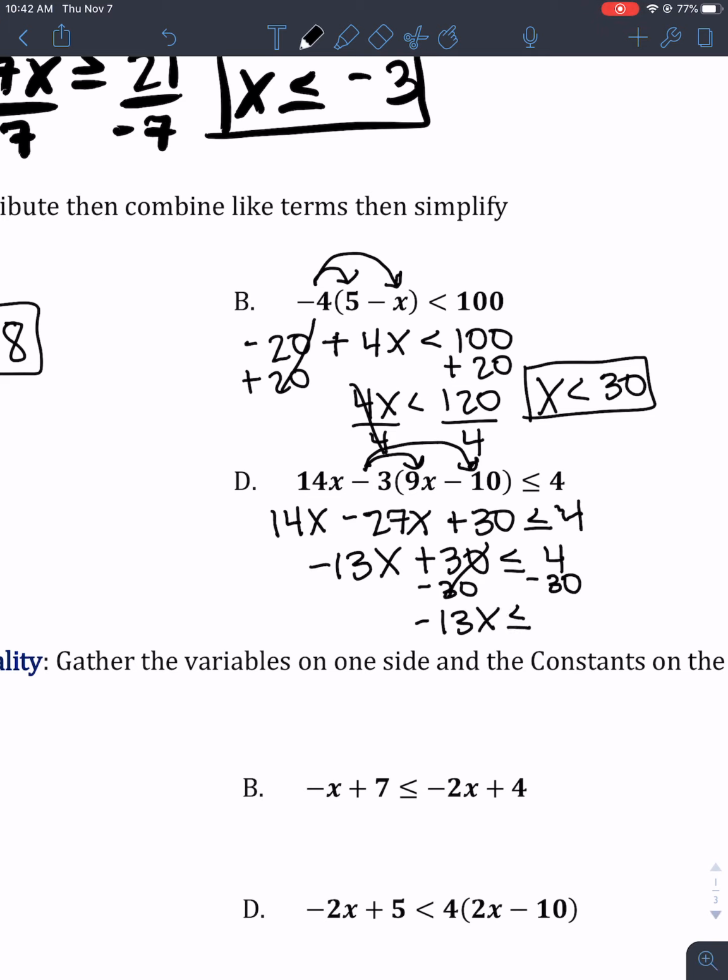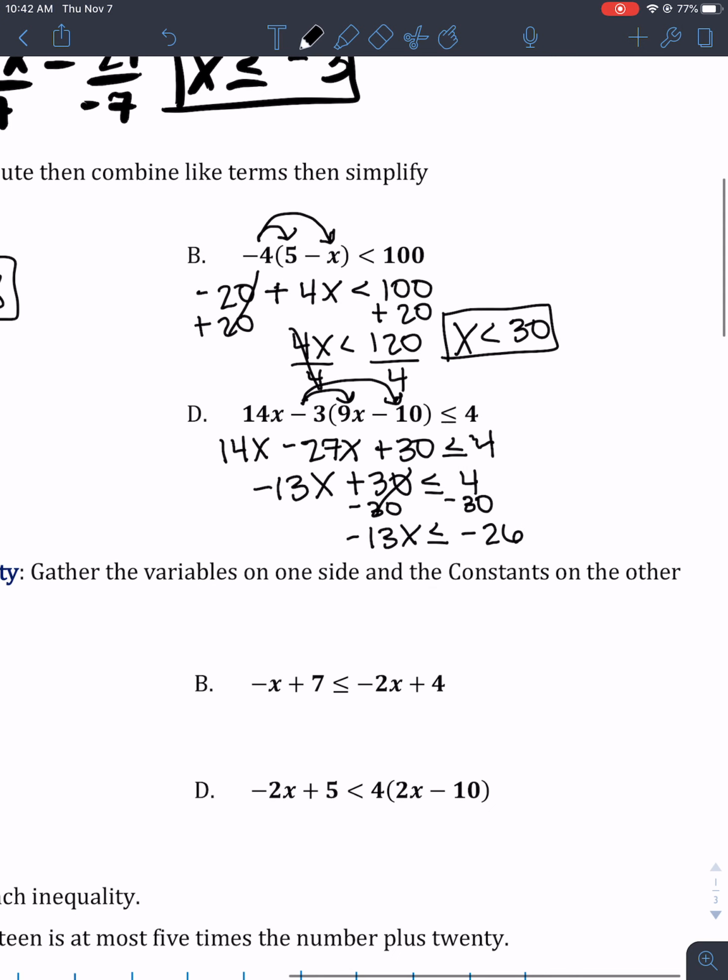-13x less than, let me say the right one, less than or equal to -26. So now I need to divide by -13. And remember, when I divide by a negative, I must do what? Flip my sign. So now it's greater than. See, I just knew it was coming. X is greater than or equal to 2.